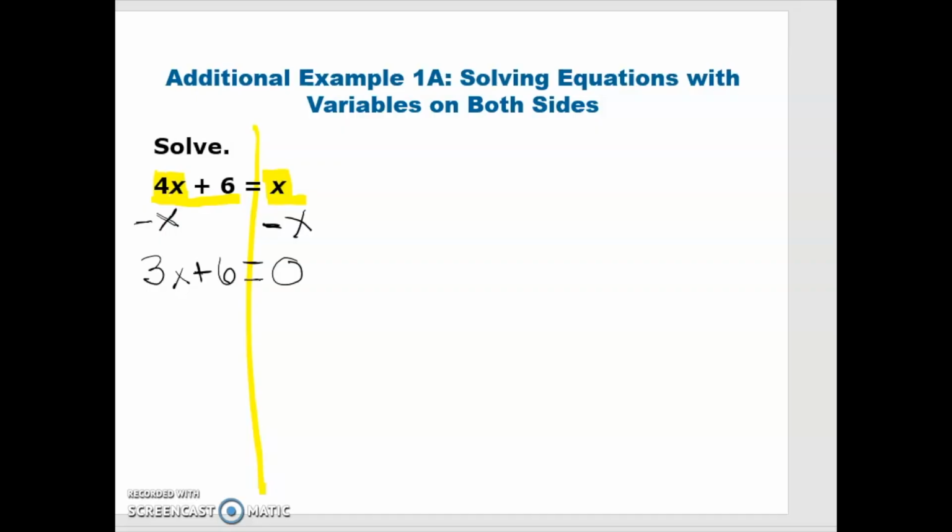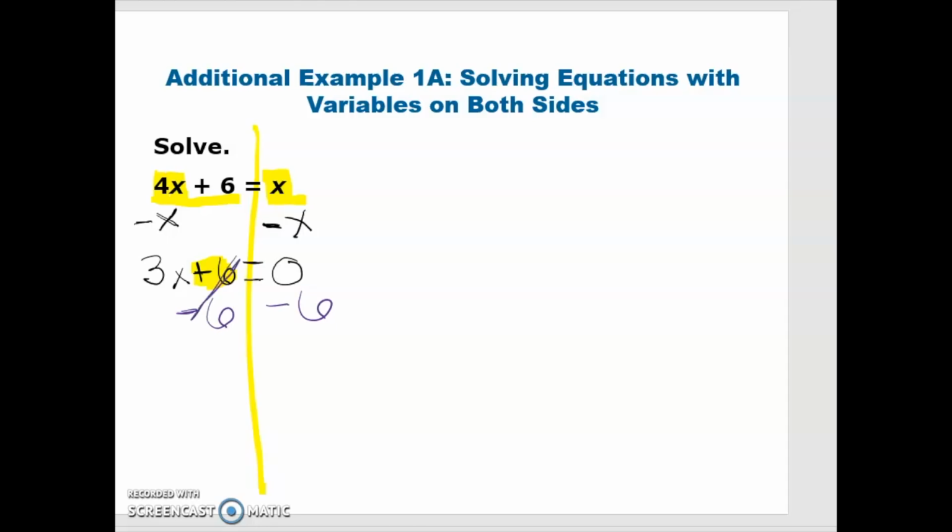It's okay to have your equation equal 0. In fact, when we get into graphing, when we get into quadratics, algebra next year, we most of the time want one side to equal 0. So that's ideal. So now I have a two-step equation. So the first thing I'm going to do is get rid of that plus 6. So the opposite of adding 6 would be to subtract 6 from both sides.